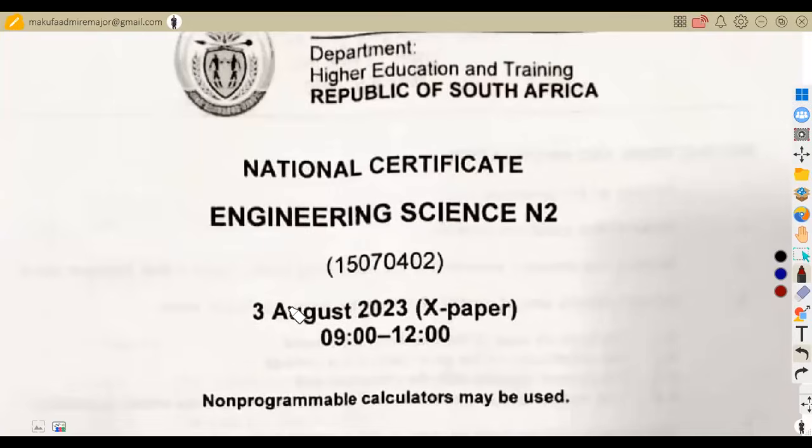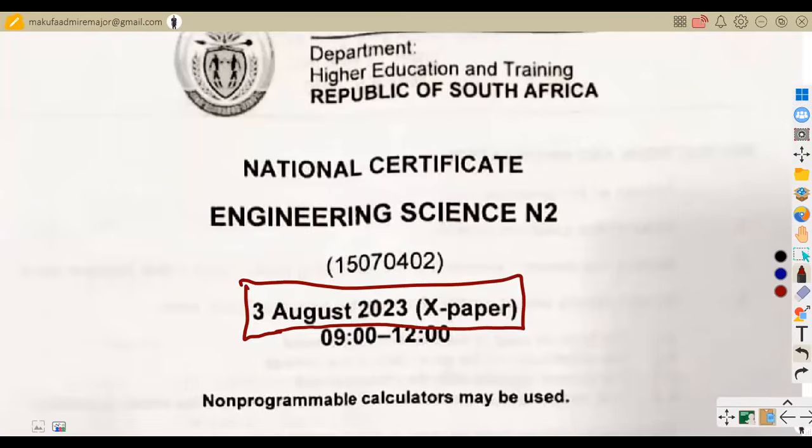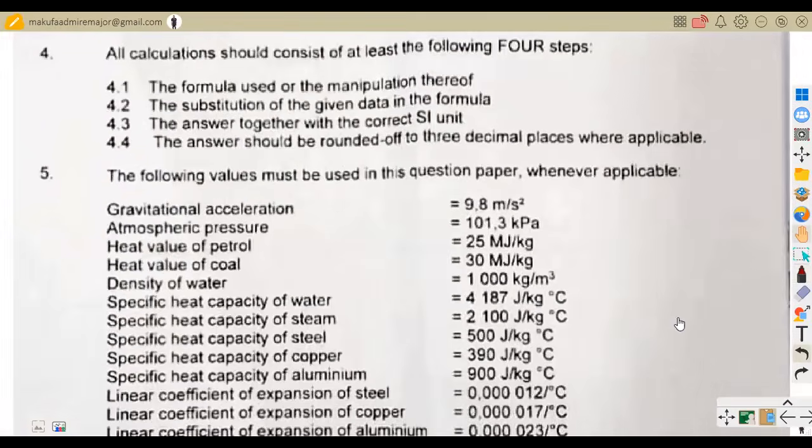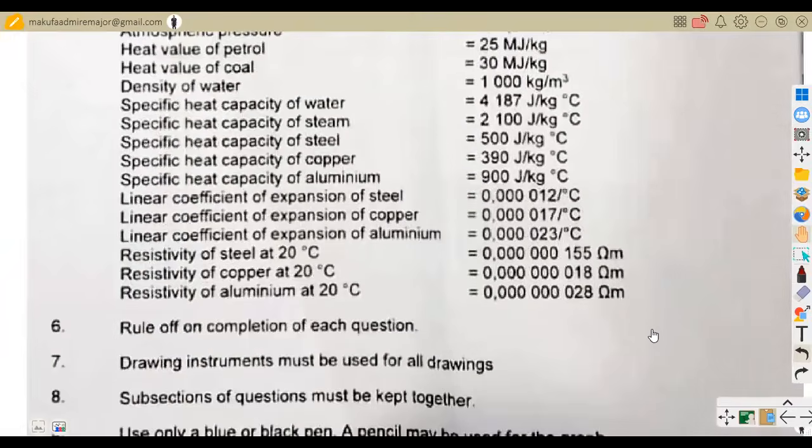We shall be focusing on the August 2023 exams that we actually wrote so that we can have a revision from this paper, the X paper that we had. So we are going to quickly rush through the sections so that we properly see what you're given. Remember your information that you're given.